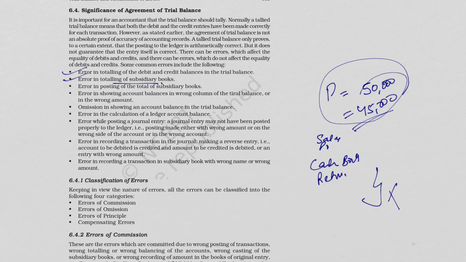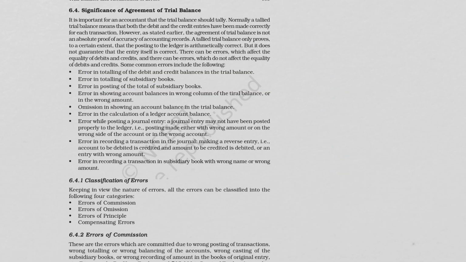So the third thing we have is error in posting of the total of subsidiary books. After recording the transactions in subsidiary books, the totals are posted to the ledger accounts. So if the posting is incorrect, the trial balance will not match. For example, we have sales book total rupees 20,000, but the accountant posts only rupees 2,000 to sales account. So this basically creates an error.